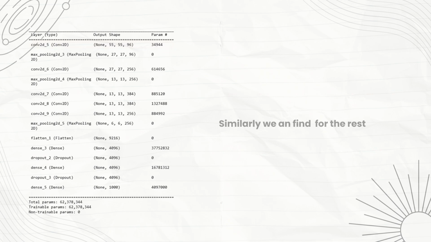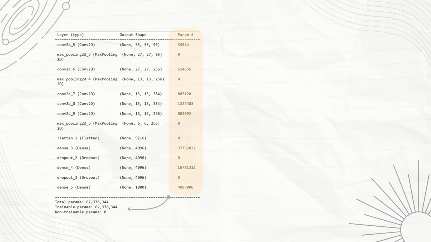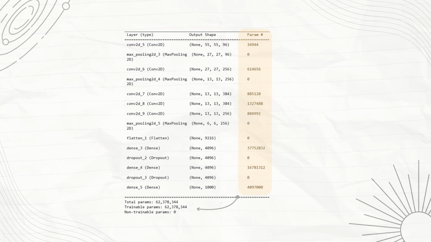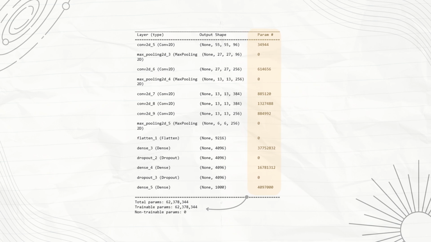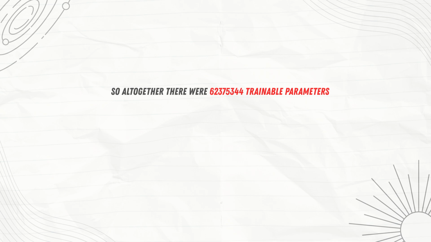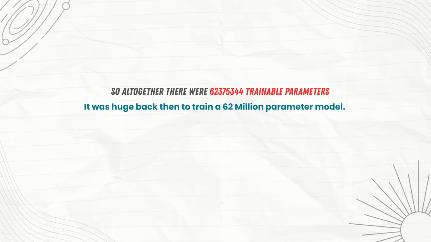Similarly, we see the number of parameters for other layers as well in the table on the left. The total number of trainable parameters is just the sum of all parameters in every layer together. The total number of trainable parameters for AlexNet were around 62 million. It was huge back then to train a 62 million parameter model.